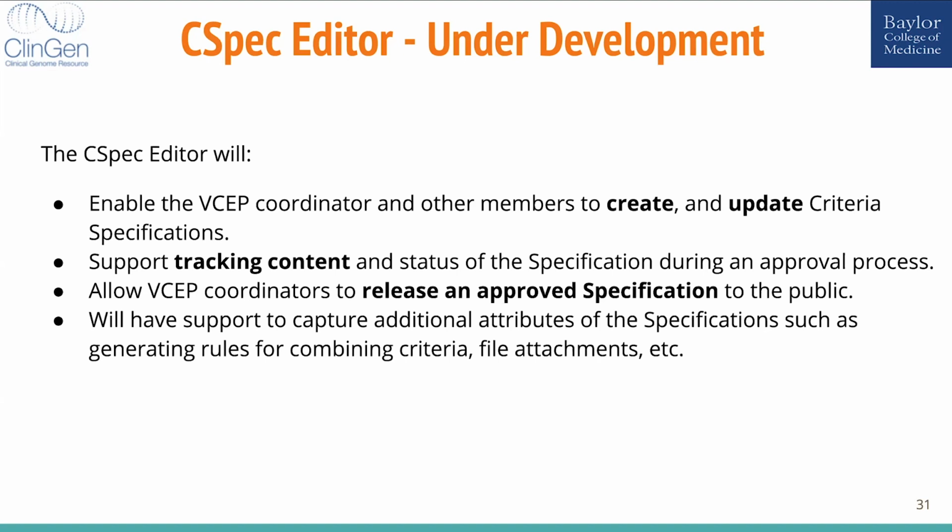So what the C-Spec editor will do essentially is enable the VSEP coordinators and other members to create and update criteria specifications. It's going to be very much automated when the C-Spec editor comes. It will help support tracking content and status of the specification during an approval process, and allow VSEP coordinators to release an approved specification to the public.